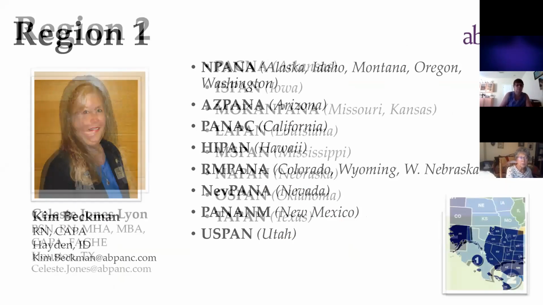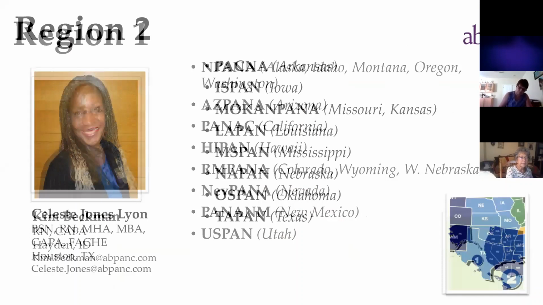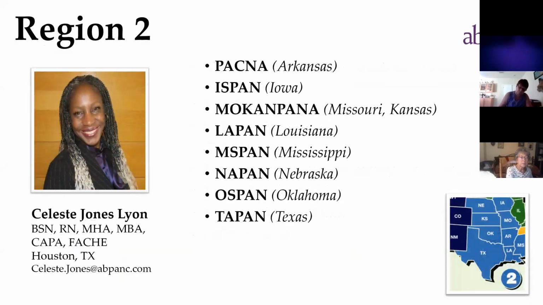Region 2 is Celeste. Again, all of their contact information is also on the website, but we've included their email on here for you as well. Celeste is from Texas. She is a member of TAPAN. Again, another big geographical region, which includes not just Texas, but Oklahoma, Nebraska, Mississippi, Louisiana, Missouri, Kansas, Iowa, and Arkansas.